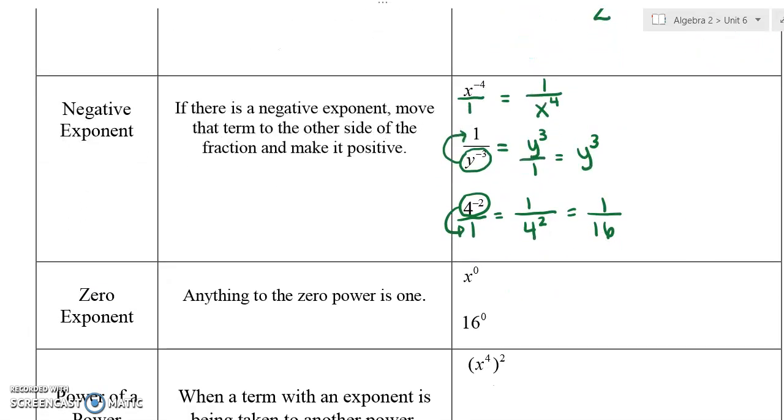Now this is my favorite one because anything to a 0 power is equal to 1. So x to the 0 power equals 1, 16 to the 0 power equals 1.